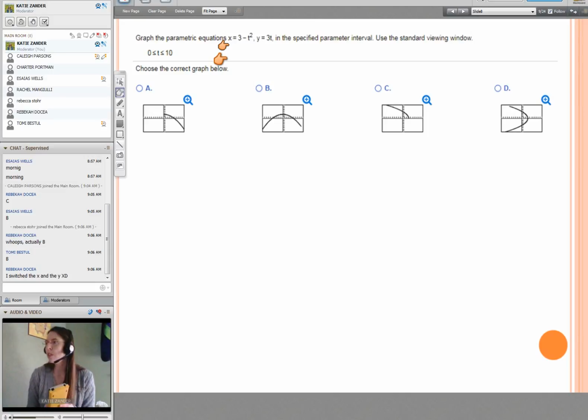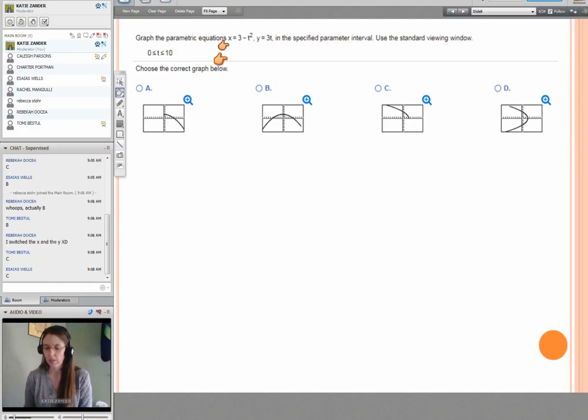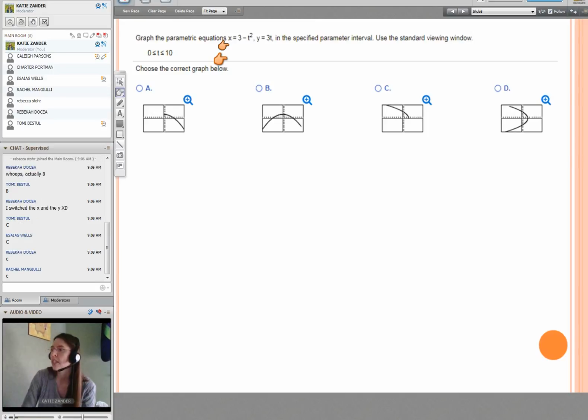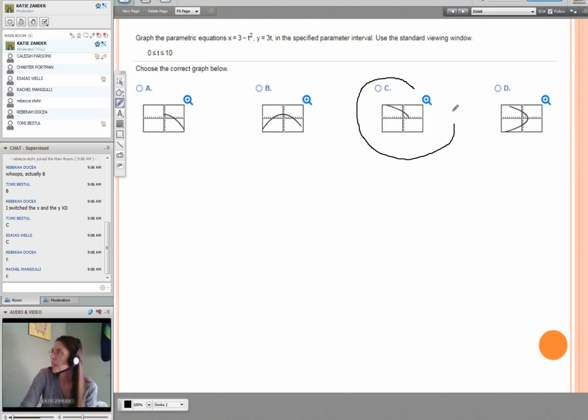When we do that, which graph do you see on your calculator? A, B, C, or D? So Tommy, Isaias, Rebecca, all see graph C. Rachel sees graph C. Ta-da! I also see graph C. Yay! So it looks like we all have our calculator issues figured out because we did get the correct graph that time around. So that's good news because I know we struggle with that a little bit in Tuesday's class.